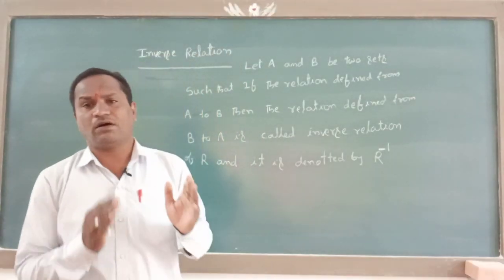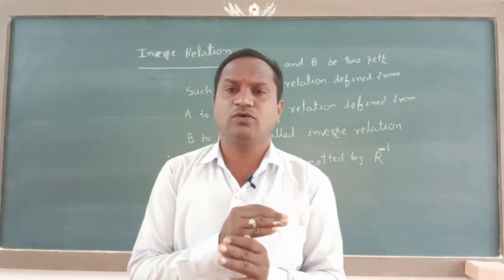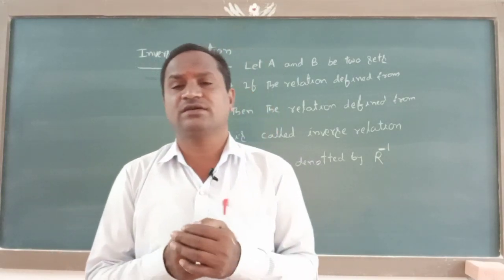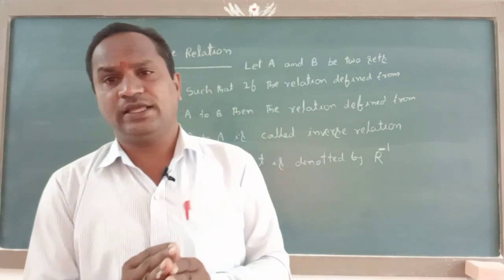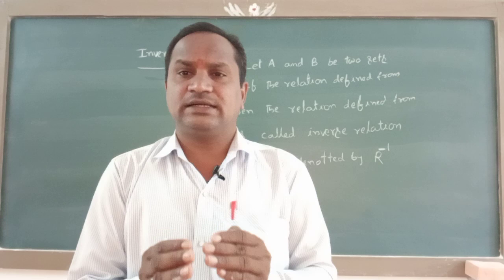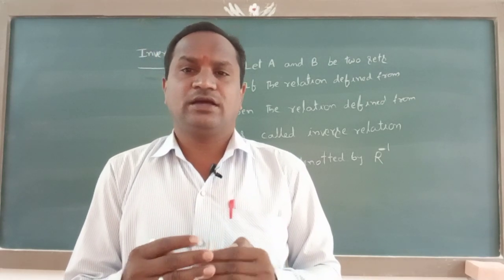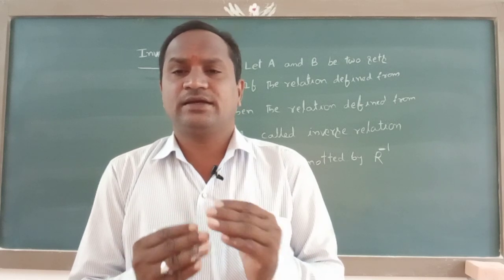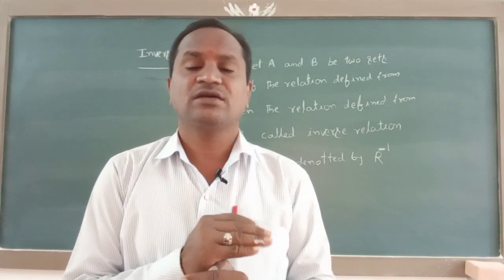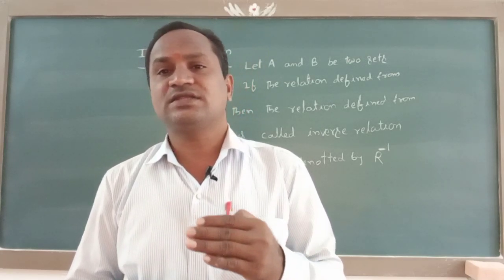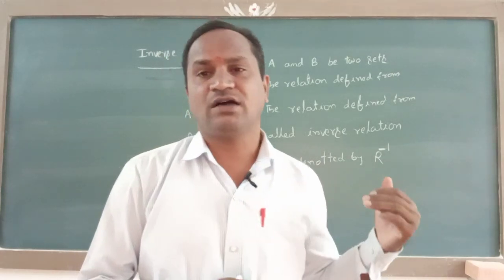See here, for example, the ordered pair A comma B is there. If you move reversely, then the ordered pair becomes B comma A. Like that, you can take the inverse of each and every ordered pair. When taking the inverse of each ordered pair, the first element becomes the second element and the second element becomes the first element. Like that, we will see the concept in the case of the inverse relation. I'll show how now.